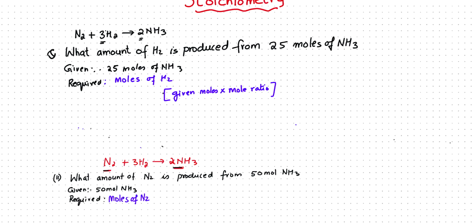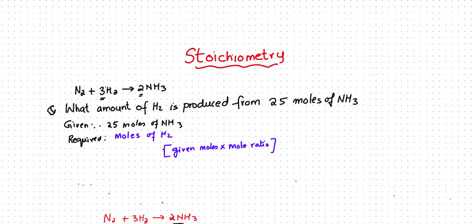In this video, we'll make stoichiometry easy and simple to understand. In a stoichiometric problem, first we write the balanced chemical equation. So like here, 1 mole of nitrogen combines with 3 moles of hydrogen and makes 2 moles of ammonia. So the question is, what amount of hydrogen is produced from 25 moles of ammonia?